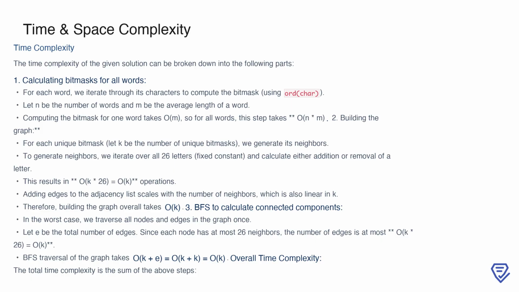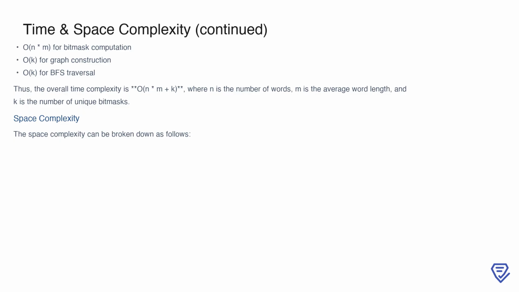When we sum up these parts, the total time complexity is derived. By combining the complexities from the previous breakdown, we get n*m for bitmask computation, k for graph construction, and k for the BFS traversal. Adding these together, the overall time complexity is n*m plus k. Here, n is the number of words, m is the average length of a word, and k is the number of unique bitmasks. This shows that the algorithm scales linearly with respect to both the input size and the number of unique bitmasks. Now, we shift our focus to the space complexity.